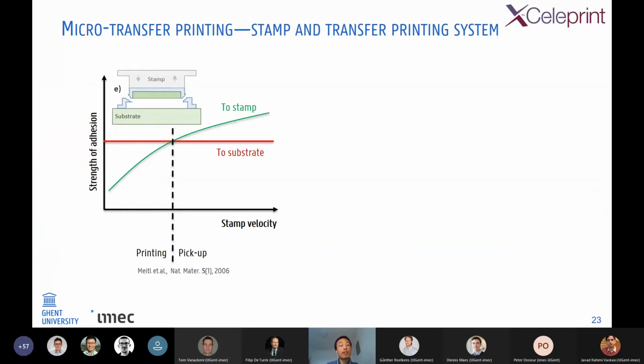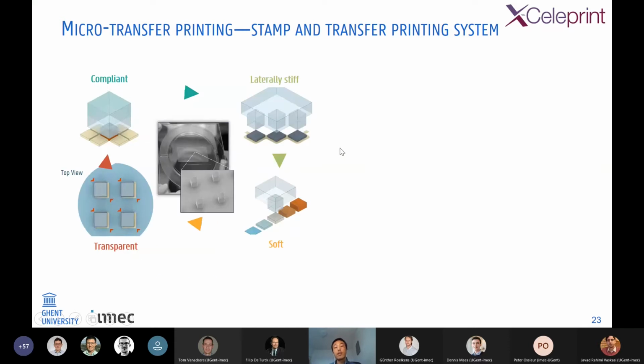So how can we do the picking up and printing? The mechanism is based on the velocity-dependent adhesion between the films. For example, if you use a stamp attached onto the device and pick it up at a very high velocity, then the adhesion between the stamp and the device is very strong. Then you can break the tethers and pick up the device, and vice versa, we can print onto the target substrate.